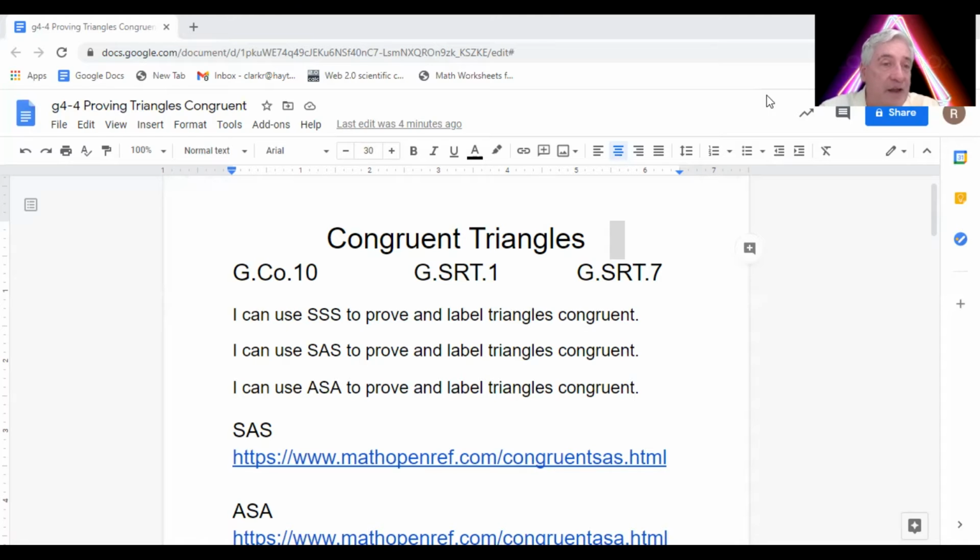Side, side, angle will not always work. And angle, angle, angle won't work. Think about an equilateral triangle. I've got one that's 6 inches by 6 inches by 6 inches. It's equilateral. Then I have another one that's 12 feet by 12 feet by 12 feet. They're not congruent. They have a similar shape, but one's a lot bigger than the other.